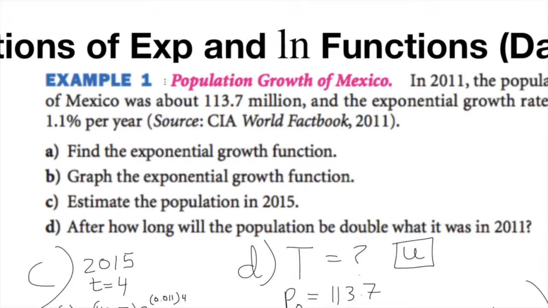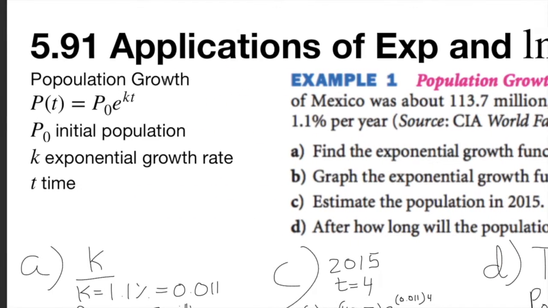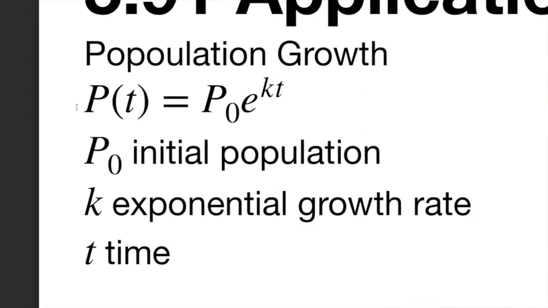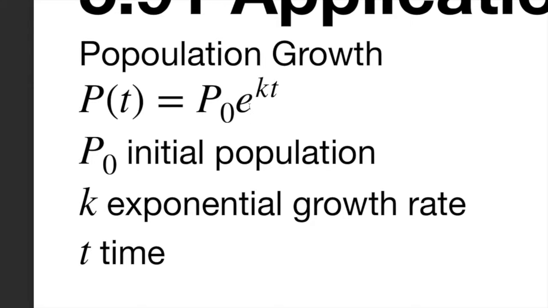So this first example comes from population growth. And honestly, the number e, students ask me all the time, where does e come from? If you look back in the notes, you'll see we talk a little bit about where e comes from, but honestly, the base e is used a ton in population growth.